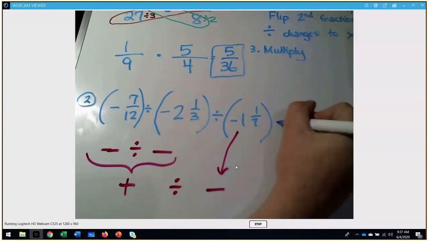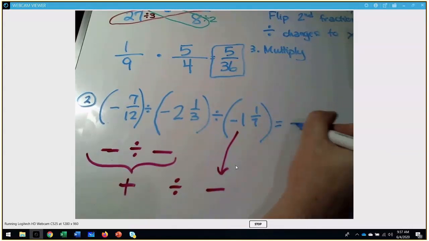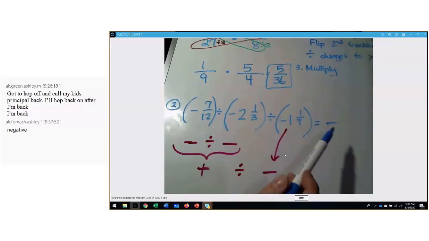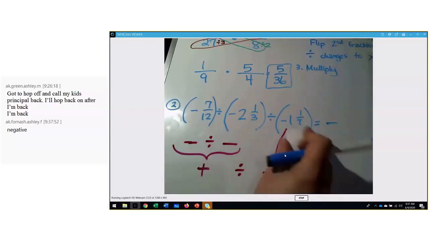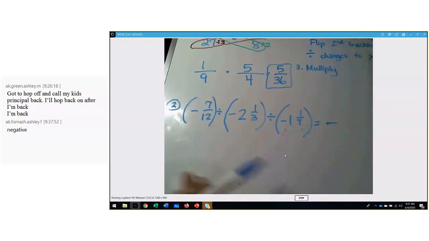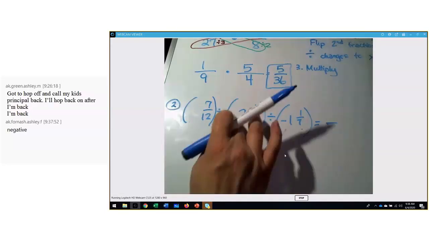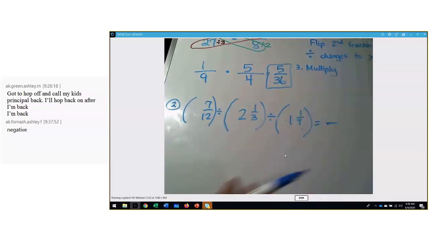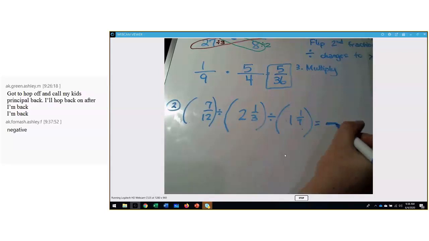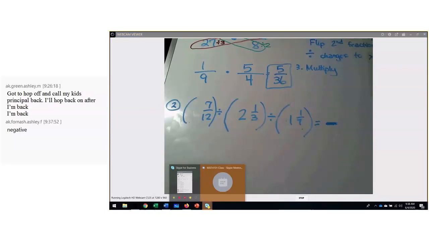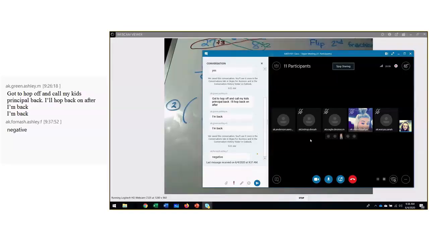Okay, so what I'm going to do is figure all that out and put it in front, and then I'm going to ignore it all for the rest of the problem. So I'm going to take it out. I know my answer will be negative based on the integer rules. I'm going to put it in my answer and then ignore it. Is everybody with me? Okay, good.